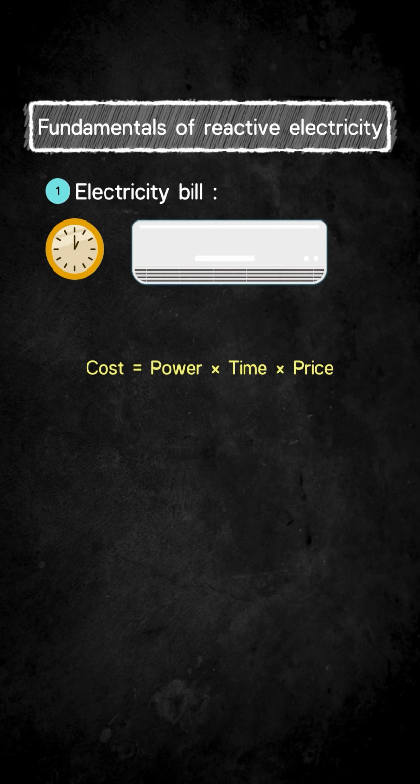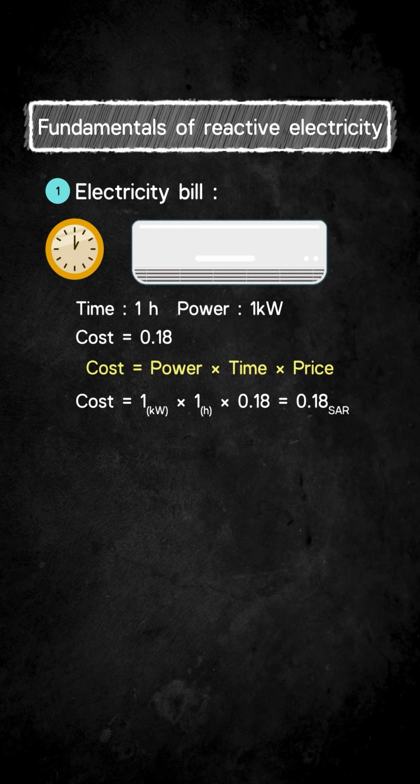So if we say, for example, we ran the air conditioner for 1 hour and the air conditioner's power is, say, 1 kilowatt per hour, we go to the electricity company's pricing and see the cost of 1 kilowatt. The cost might be, for example, 18 halalas per kilowatt. We can apply the same thing to other appliances. We look at their power per hour and multiply by the local electricity company's pricing.